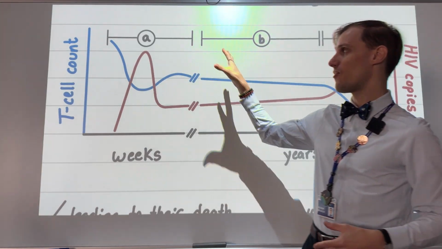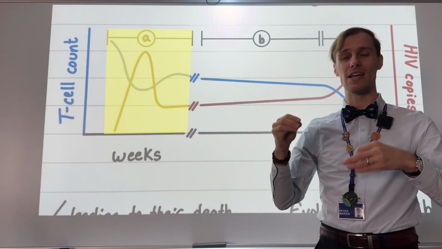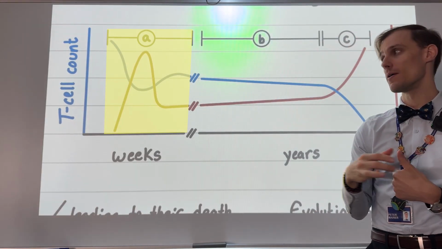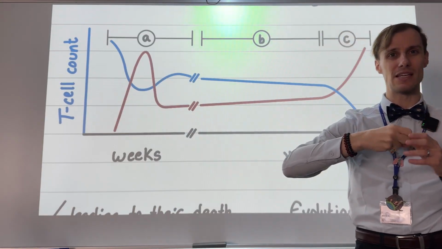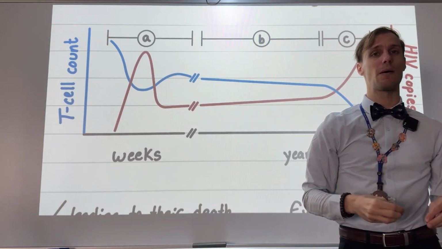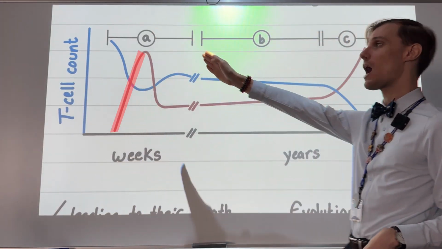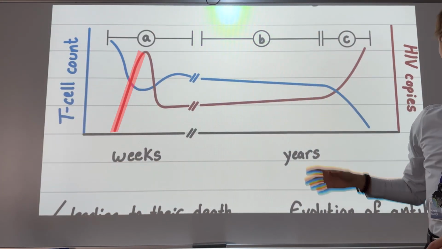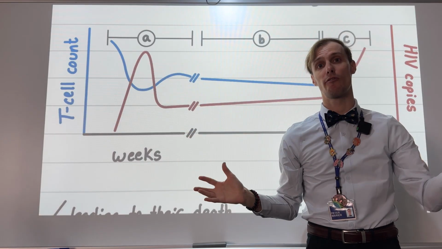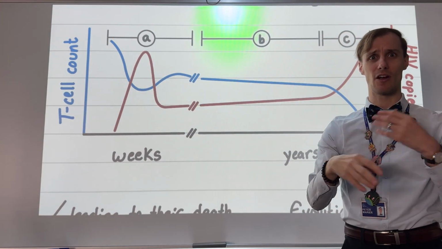So in phase 1, we have the acute phase, and this is where the initial HIV infection would occur. The moment that HIV is able to successfully enter a host, it's going to replicate very, very quickly, as you see in this very sharp rise in HIV copies. They're going to find all kinds of free available helper T lymphocyte cells, and they're going to start infecting very quickly.